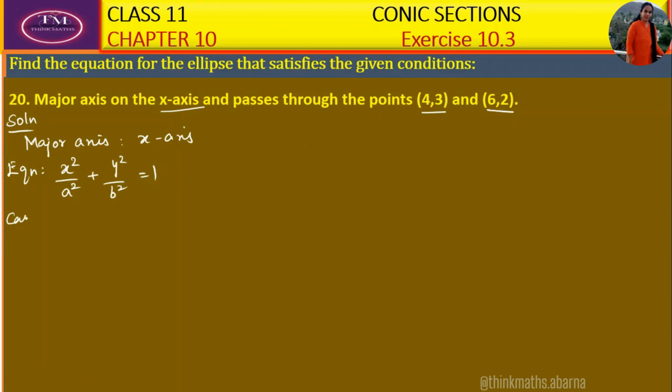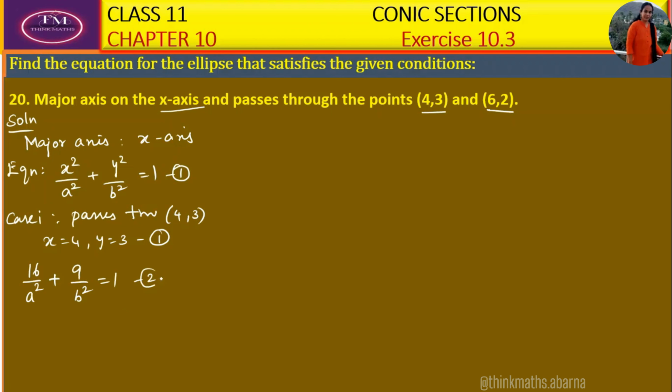So case 1, it passes through (4, 3). That means x is equal to 4 and y is equal to 3 in 1. So we will name this as 1. So what happens? This equation becomes, instead of x, if you put 4, 4 square, it is 16 divided by a square. And instead of y, if you put 3, 3 square is 9. So 9 by b square equal to 1.